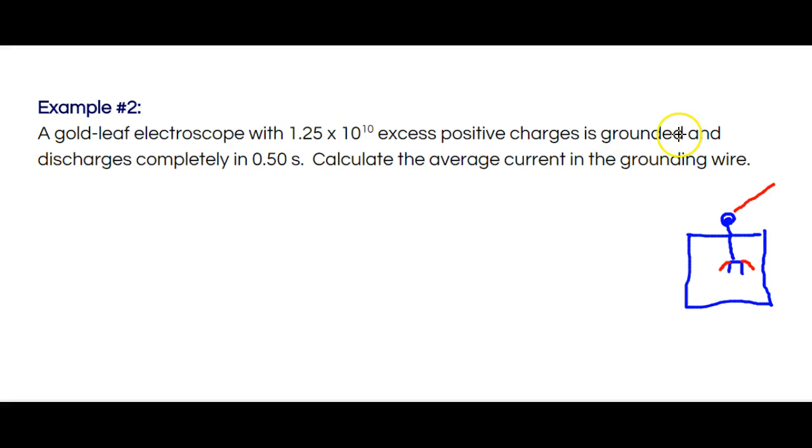Okay, and then I'm going to ground that. Remember, grounding just means touching and then allowing the excess charges to travel through you. And then it gets discharged in half a second here. Calculate the average current in the grounding wire.